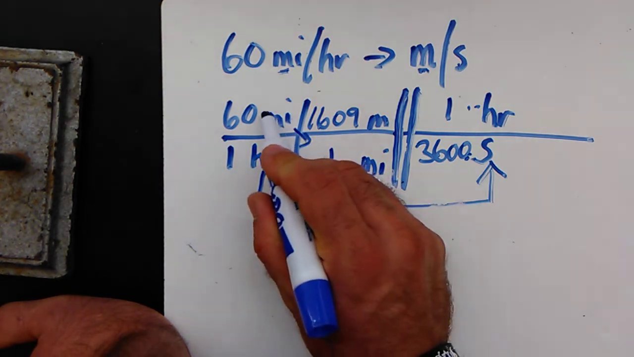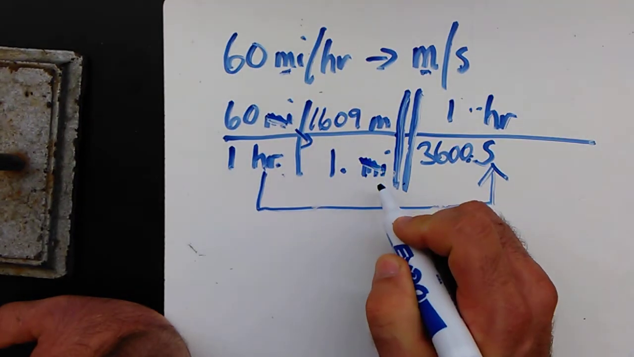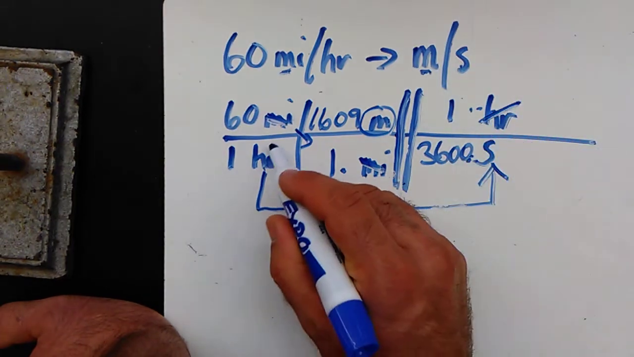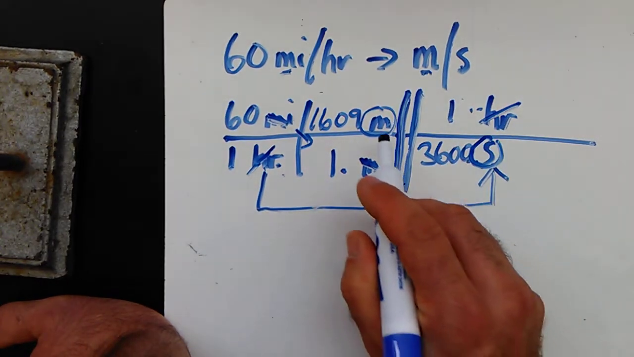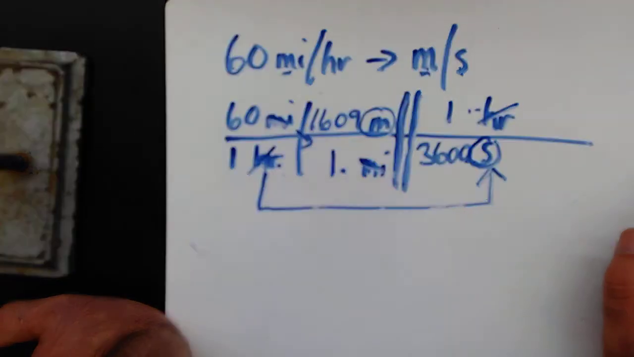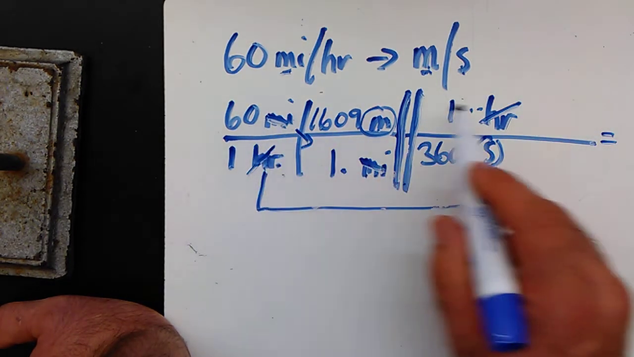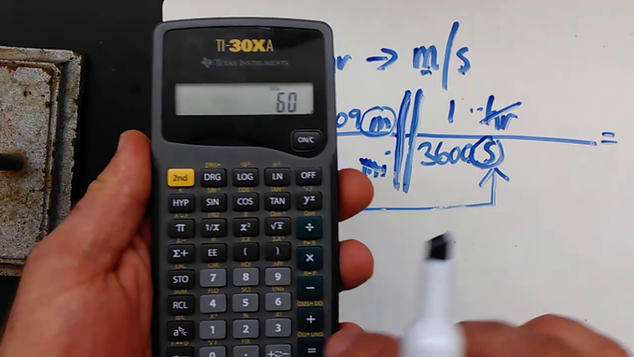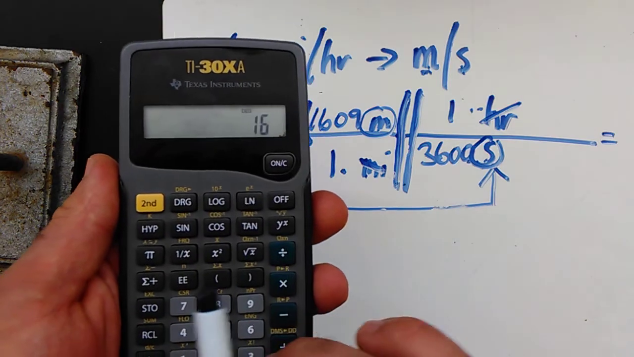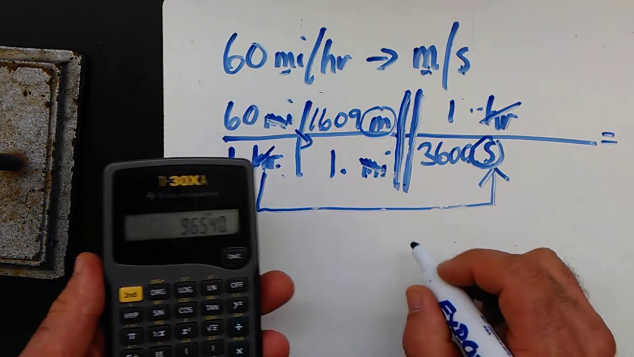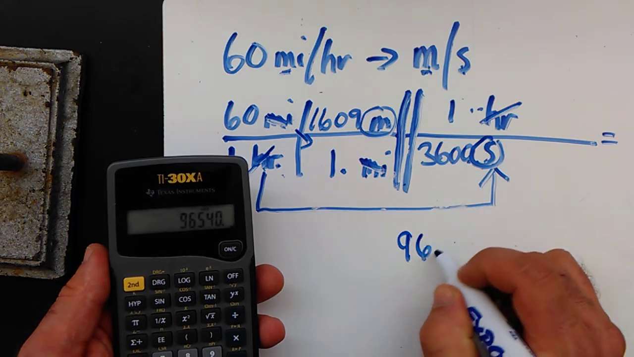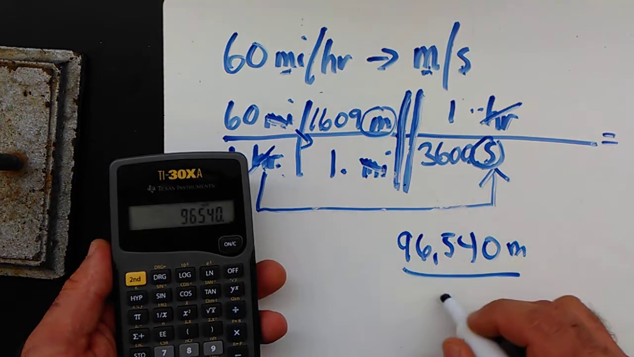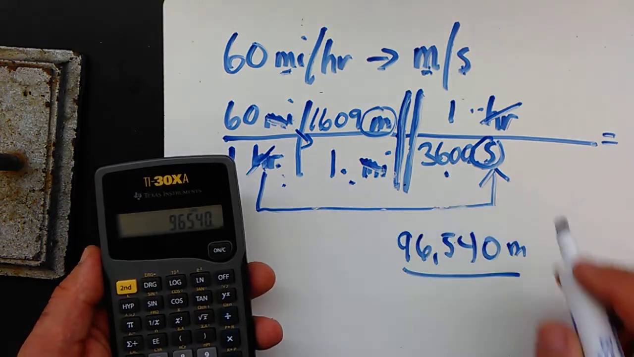Now let's look at the units. Miles is gone. You divide those out. Meters stays. Hours is gone. And what I'm left with is a unit of meters per second, and that's what I want to be in. So in this case, we're multiplying the top and dividing the bottom. So let's do that. I've got 60 times 1609. So on the top, I've got 96,540 meters. And in the bottom, I've got 1 times 1 times 3,600.